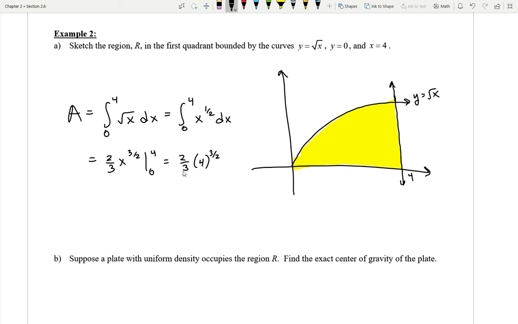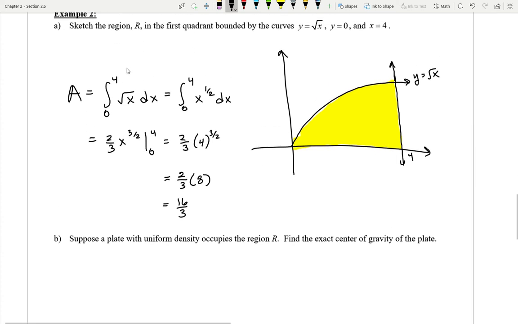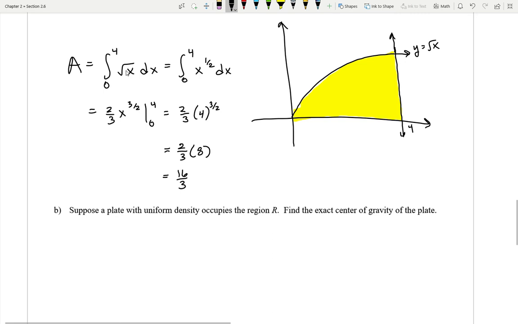Now you may have stopped here, but you can actually simplify this down a bit further. Remember that when you have a number to a fractional power, you can think about that power as being like a 3 times a 1/2, and so you can apply those powers in any order you wish. So I'm going to first apply the power of 1/2 to my value of 4. Notice that 4 to the 1/2 power is 2, and 2 to the 3rd power is 8. So this is going to be the same as 2/3 times 8, or 16/3. That's my area of the region. Now again, that's not a part of doing part A here. I just wrote it there so I can save a little bit on space for part B.